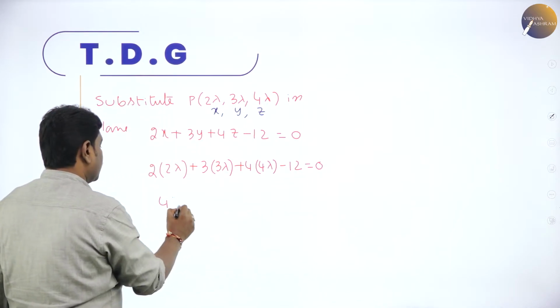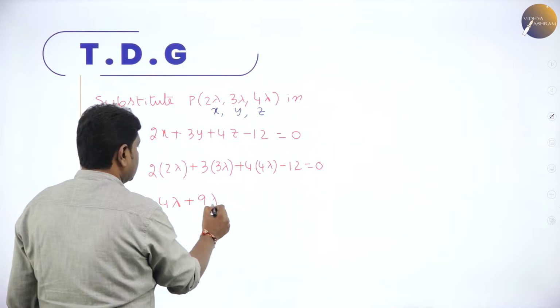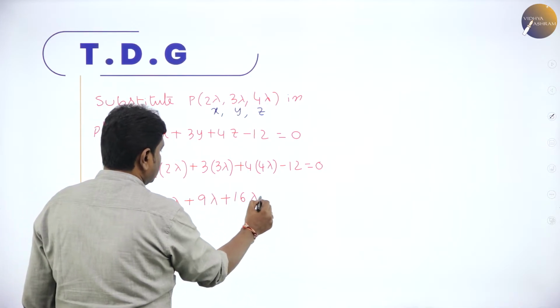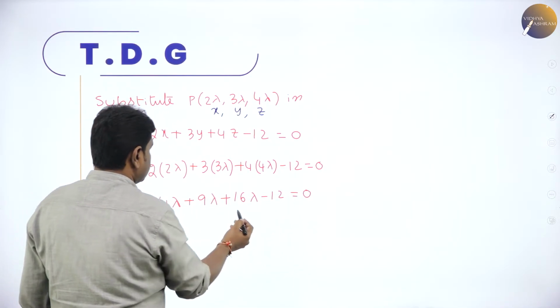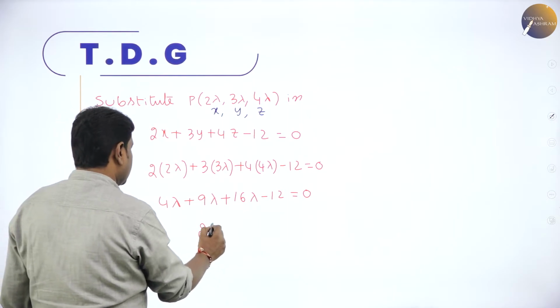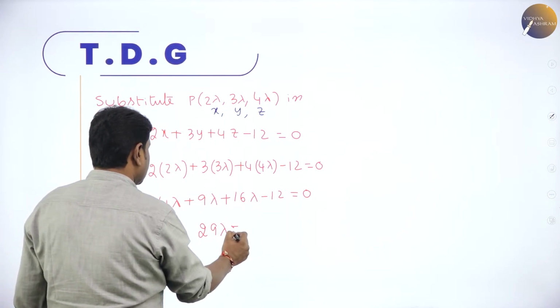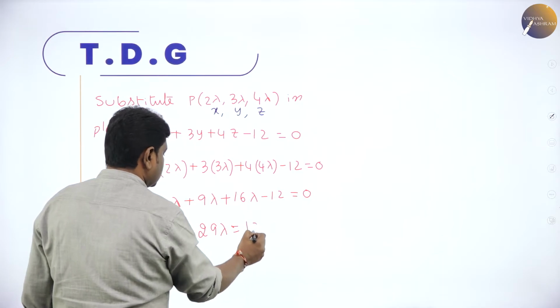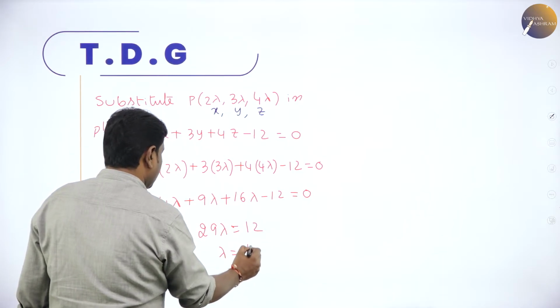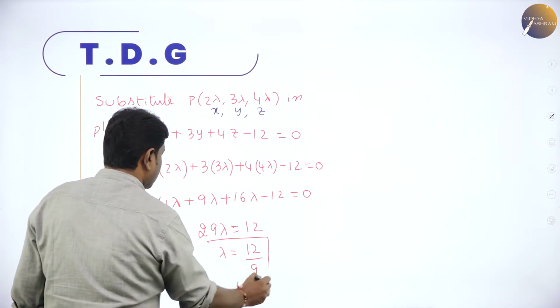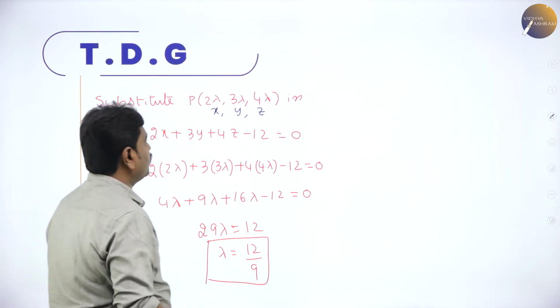So 4 lambda plus 9 lambda plus 16 lambda minus 12 equal to 0. So 16 plus 4 is 20, 20 plus 9 is 29 lambda equal to 12. Minus 12 goes to that side. So you got lambda. What is lambda? 12 by 29. Do we need lambda? No. We need the foot of perpendicular.